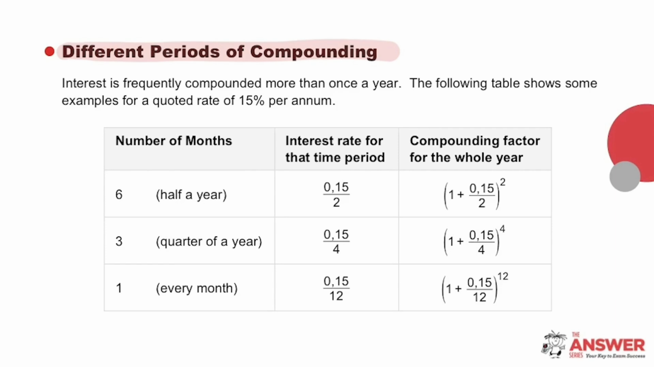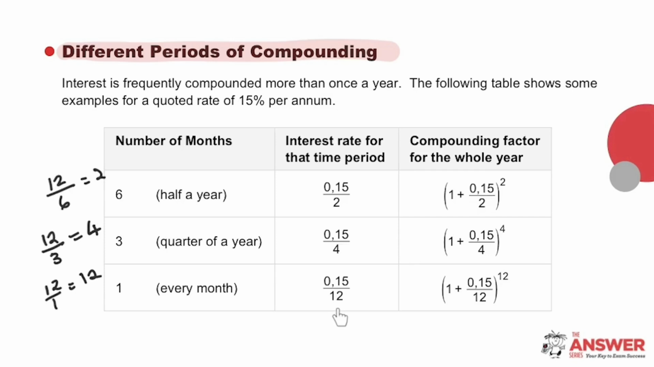We will first consider the number of times per year interest is calculated in these three different scenarios. For interest compounded every 6 months, interest will be calculated twice per year. For interest compounded every 3 months, or quarterly, interest will be calculated 4 times per year. And for interest compounded monthly, interest will be calculated 12 times per year.